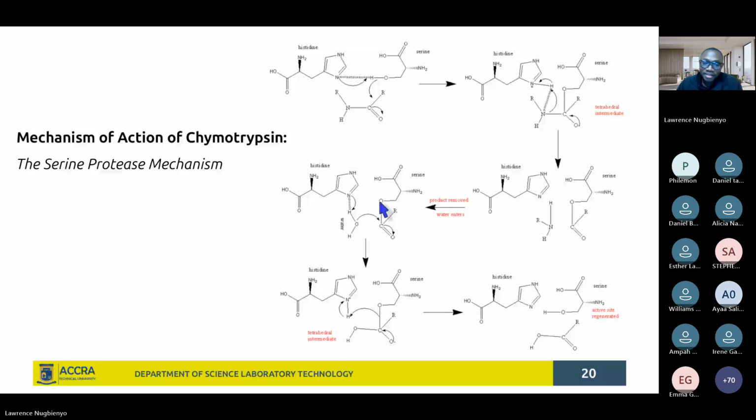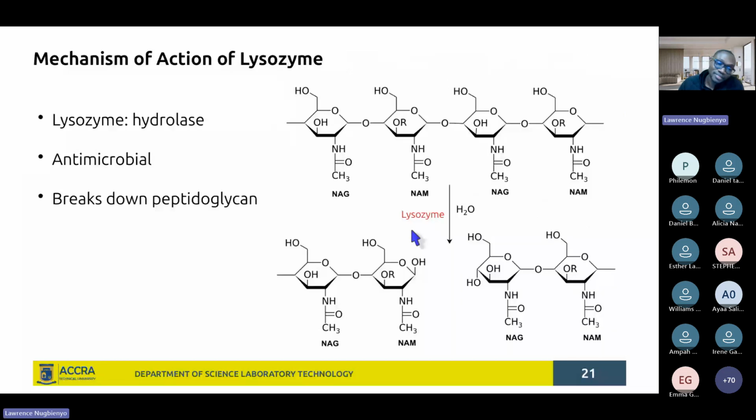Okay, we can take one last one. I think this is just enough headache for you today. So we take one last one, which is a mechanism of action of lysozyme.